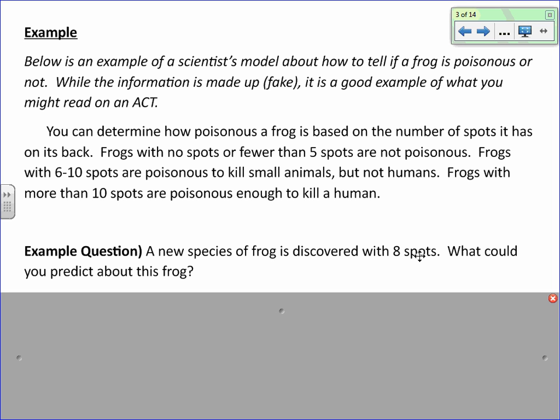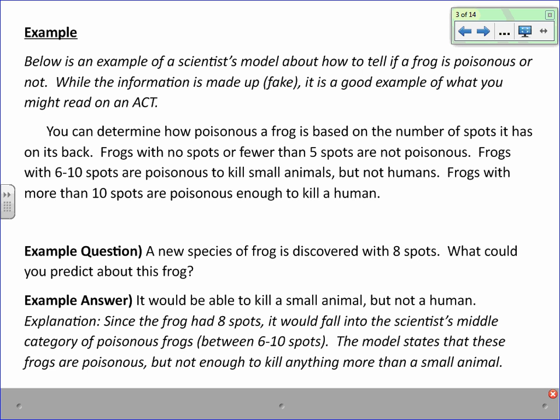In this case, a new species of frog has 8 spots. What can we predict about it? What do we think we could predict about this frog? Yeah, it'll kill a small animal, but it probably won't kill you. It's got 8 spots, so it's going to be somewhere in that 6 to 10 range. So it'd be able to kill a small animal, but not a human. So it's using some new information and trying to make it fit with somebody's current model.